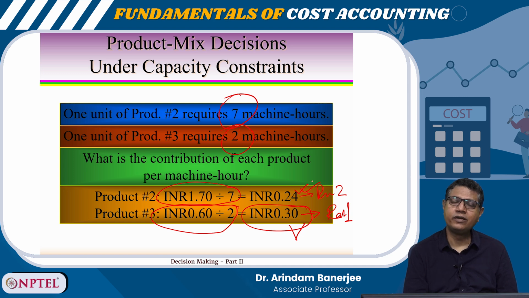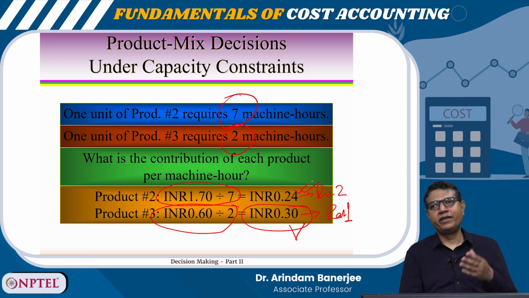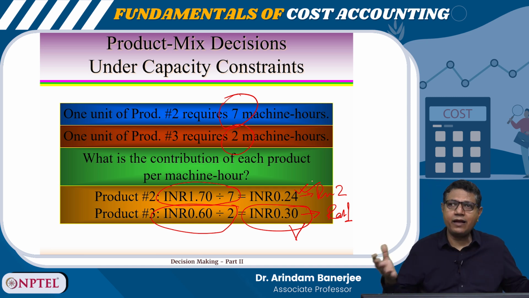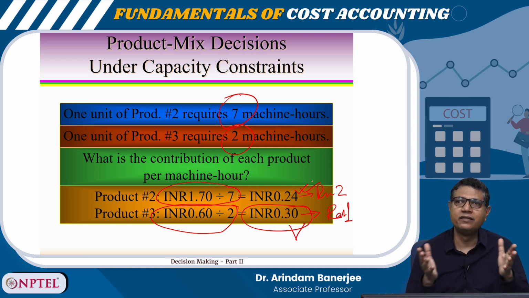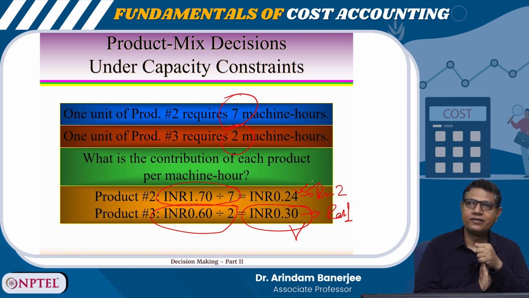In the real world, there are always some production constraints, some limiting factors, right? There may be a limit in the production, a limit in the market demand, a limit in the raw material. There may be a lack of supply of skilled laborers. There may be a lack of space. So many things are there. In such a case, if I take my decision on contribution margin alone, that may not be correct, right?